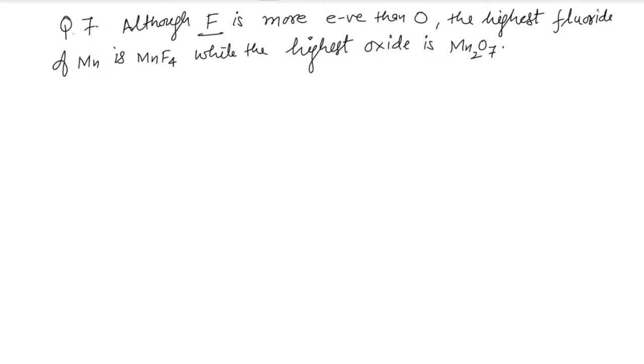See, fluorine, you know, is more electronegative than oxygen. So obviously with fluorine, metal is more prone to lose electrons than with oxygen. But even then, with fluoride, it can form only MnF4, that is up to +4 oxidation state. But with oxygen, it can go up to +7. What is the reason?